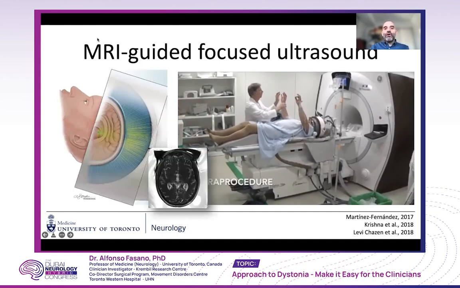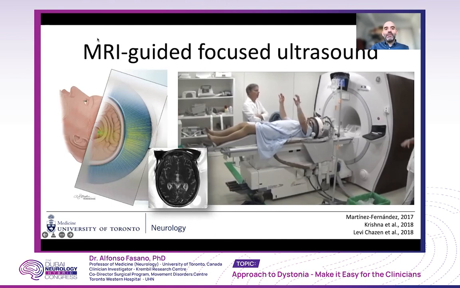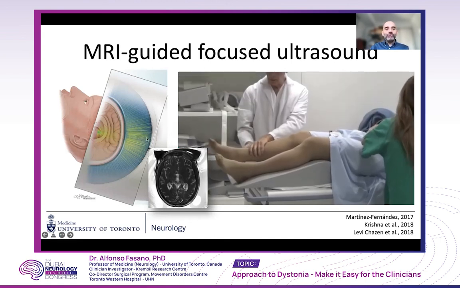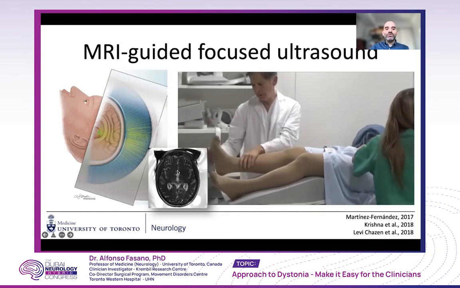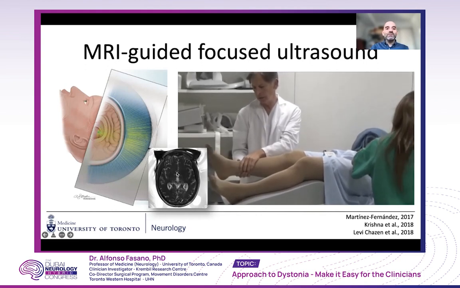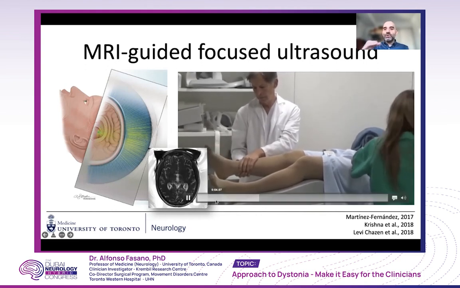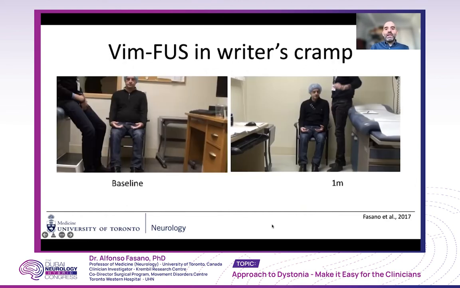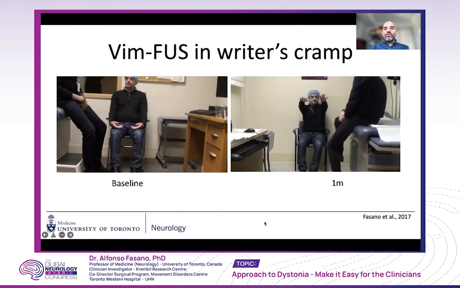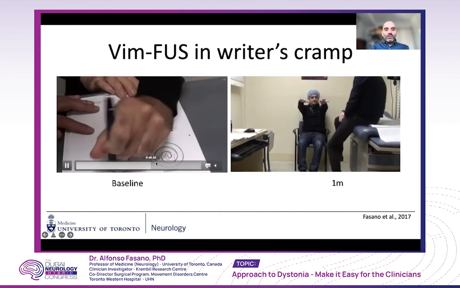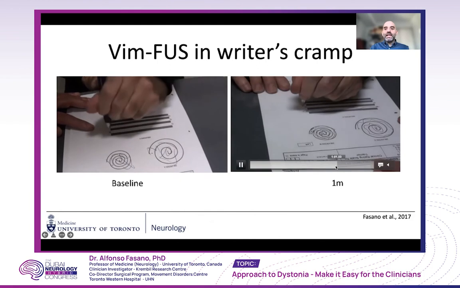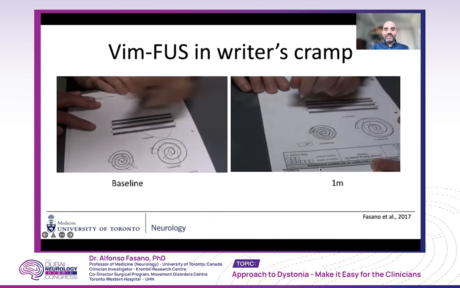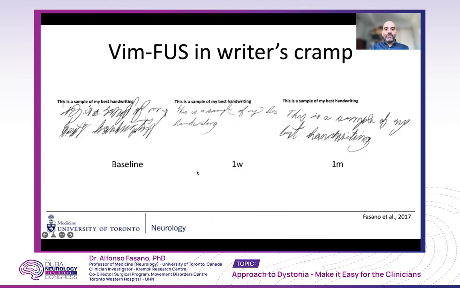Just a few words about focused ultrasound, which is a newer therapy, which involves shooting ultrasound to lesion parts of the brain like the thalamus or the pallidus without opening the skull. The patient is awake during the procedure. We do many of these nowadays. And this is a man with writer's cramp before and 1 month after a thalamotomy performed with focused ultrasound. And this is the way he wrote.